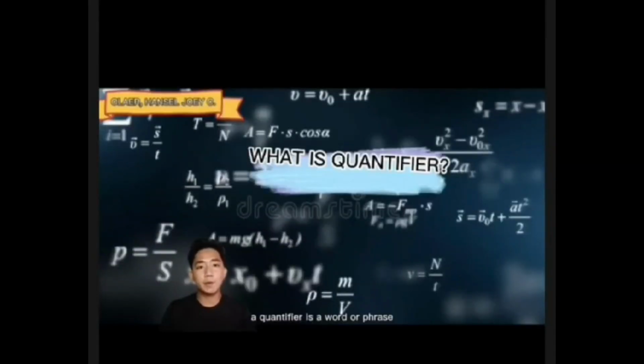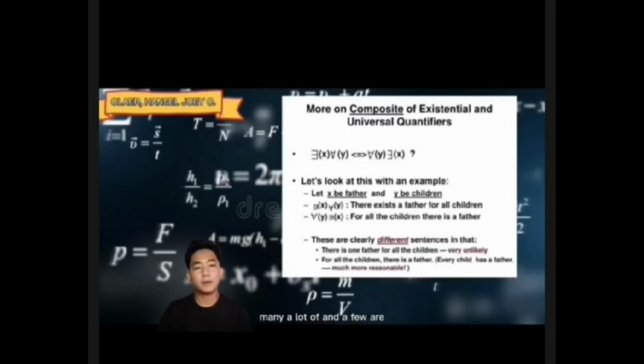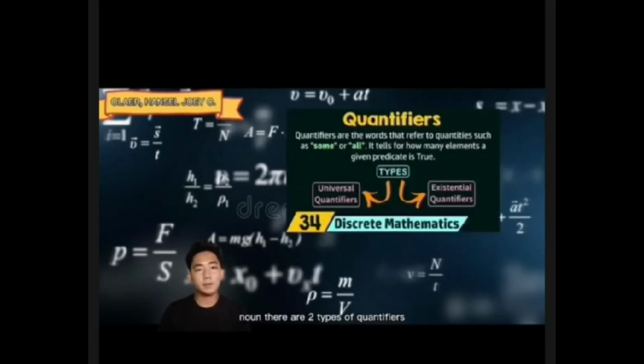A quantifier is a word or phrase which is used before a noun to indicate the amount or quantity. Some, many, a lot of, and a few are examples of quantifiers. Quantifiers can be used with both countable and uncountable nouns. There are two types of quantifiers: the universal quantifier and the existential quantifier.